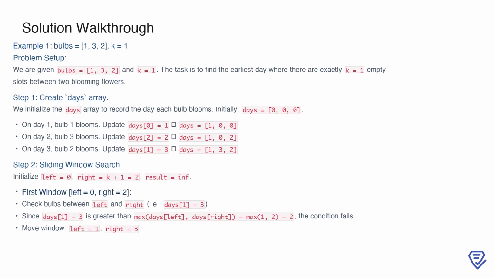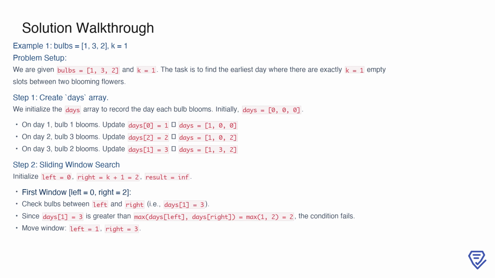To solve this problem, we start by analyzing the first example where bulbs are given as 1, 3, 2, and k=1. The goal is to find the earliest day when there's exactly 1 empty slot between 2 blooming flowers. The first step is to create a days array that tells us on which day each bulb blooms. Initially, the array is set to 0, 0, 0.